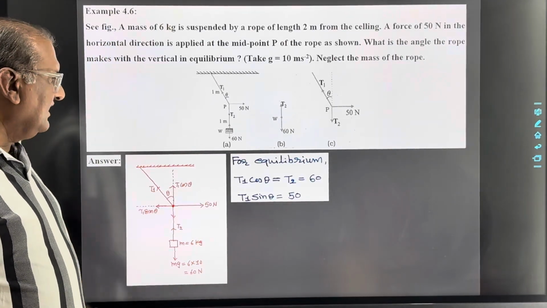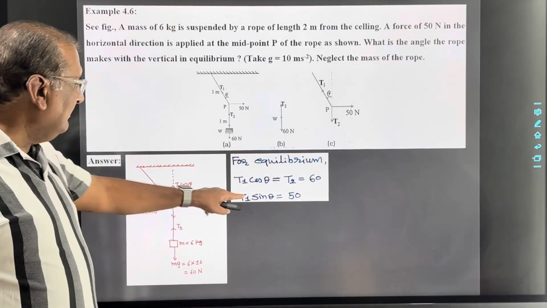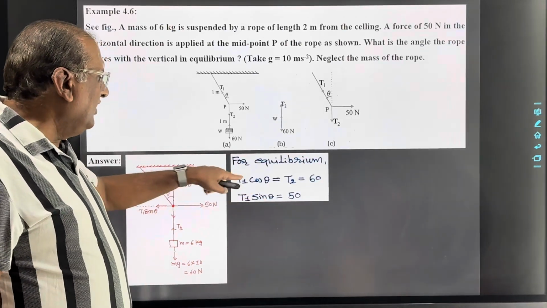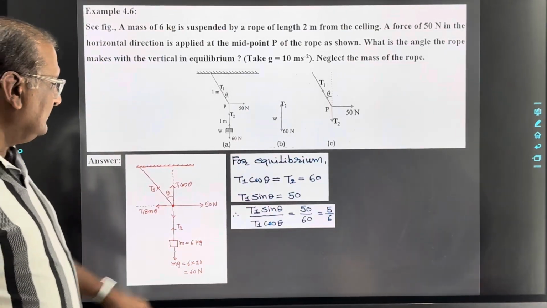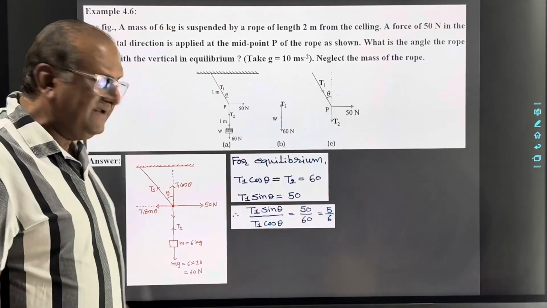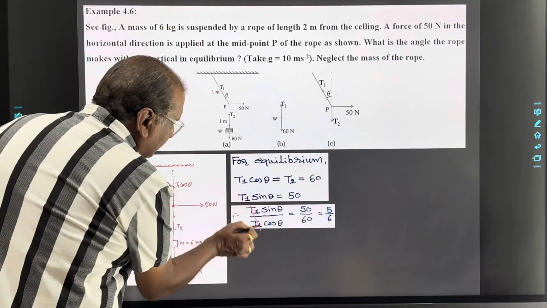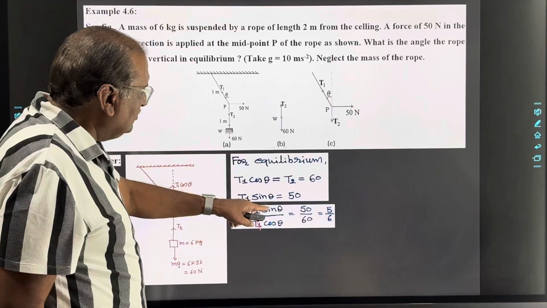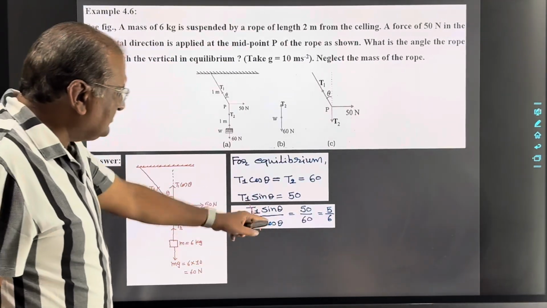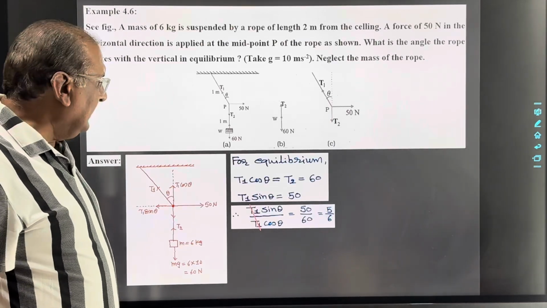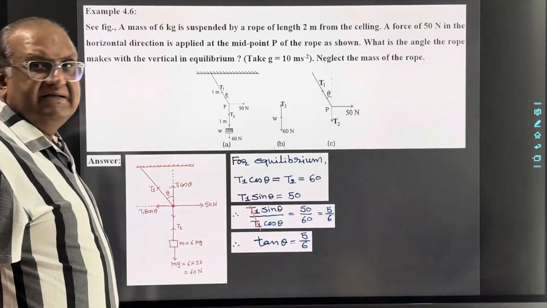Okay. Now take the ratio of these two, T1 sin theta upon T1 cos theta. So that is equal to 50 by 60. T1 will be cancelled here. This portion will be cancelled. So sin theta upon cos theta is 5 by 6. This one is tan theta. Tan theta is 5 by 6.